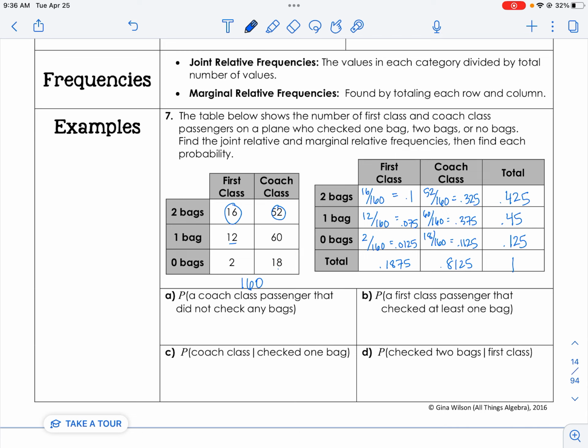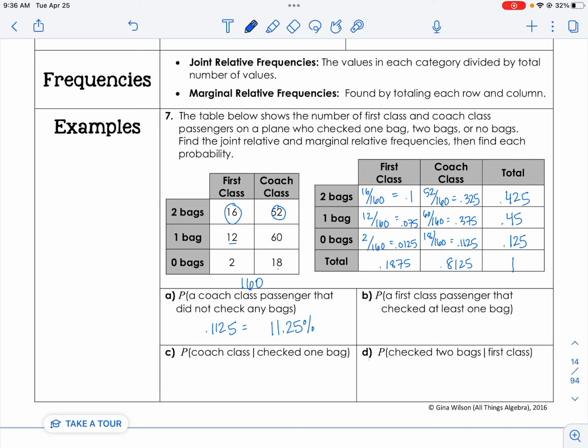Okay, so now in example A, I'm finding the probability that a coach passenger did not check any bags. Okay, coach passenger that did not check any bags. That looks like on my chart 0.1125, which as a percentage is 11.25% of the people on that flight were passengers that did not check any bags. Okay, next example, final example on this set of notes is, let's go D.